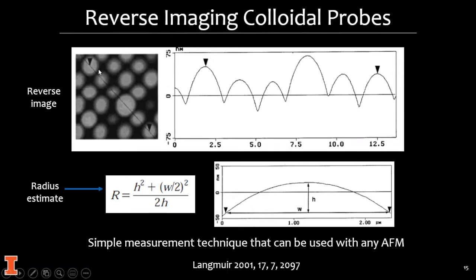Then all you need is to take a cross section, and you can look at the radius of curvature of your probe. You can follow what the paper did here, take a rough estimate based on the height and width, or you could use some free fitting software and fit this to the radius of curvature, and then you already have your number. So this is very simple. The grating that you use for this is really cheap, and you can do this on any AFM, and it seems to be the easiest approach.